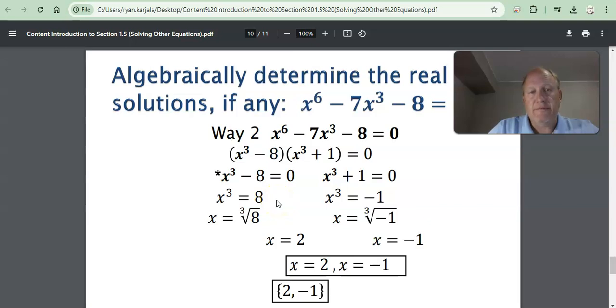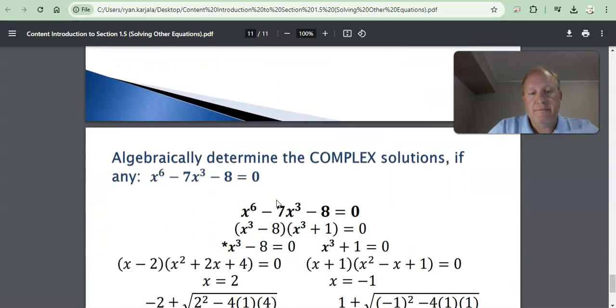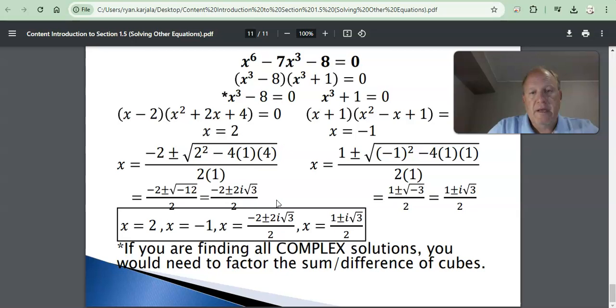Here's another example. And then this is one where you get down to where you need to use the quadratic formula on a part, like x squared plus 2x plus 4. You have to use the quadratic equation on that one.